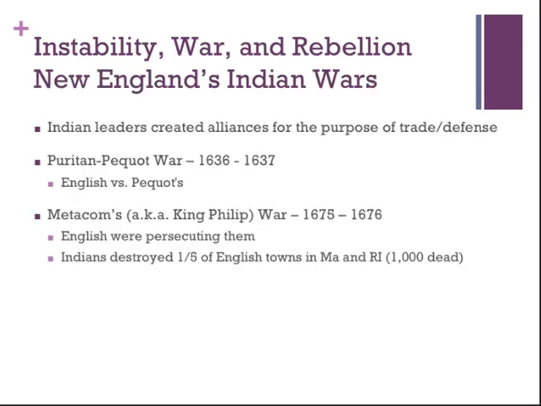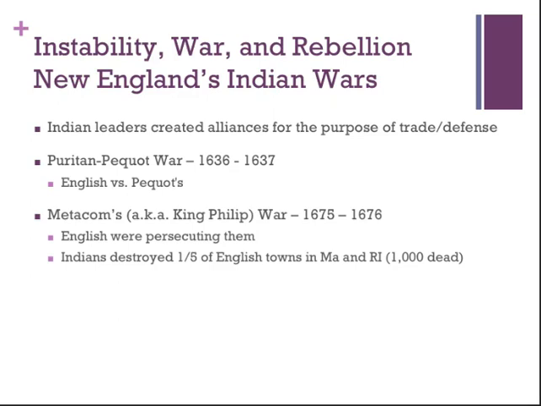We had Indian leaders who created an alliance for the purpose of trade and defense. So the Native American groups were gathering together for protection and for trade against these colonists. You have the Puritan Pequot War between 1636 and 1637, also known as the English versus Pequot, and that's exactly what this war was over: those four points on the previous slide, but also who's going to be in charge of this land, the natives who have been here or these new people coming in.